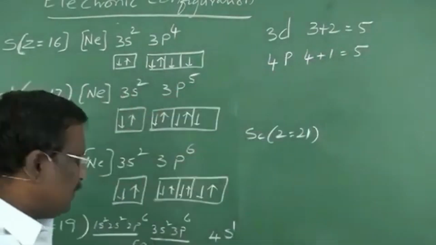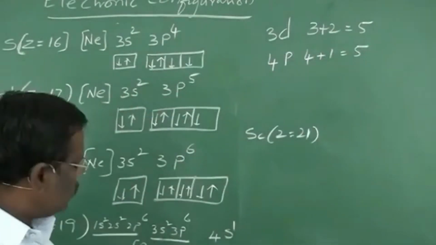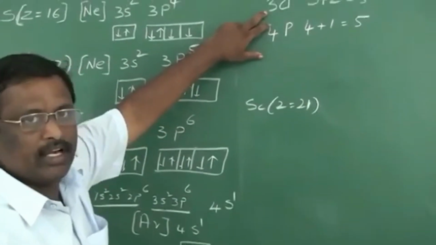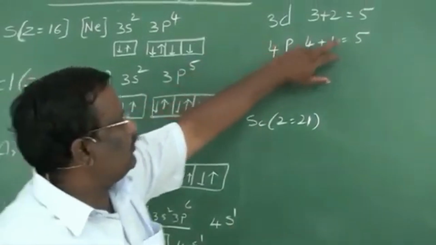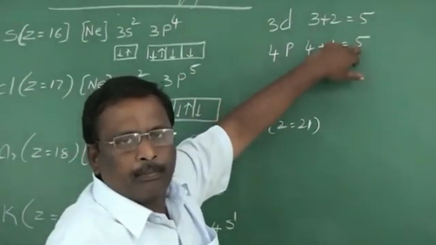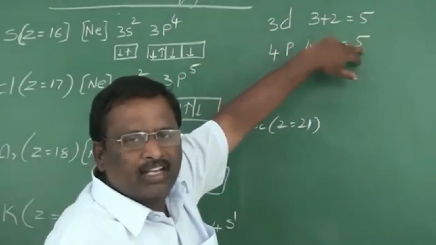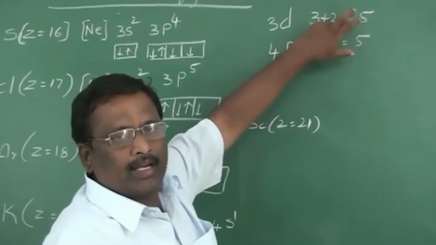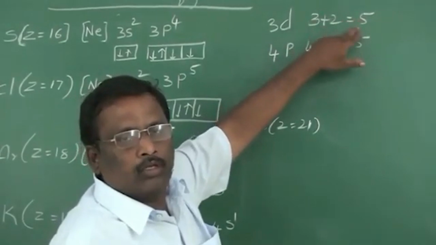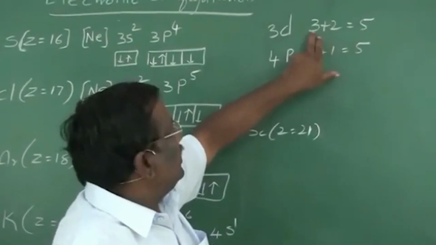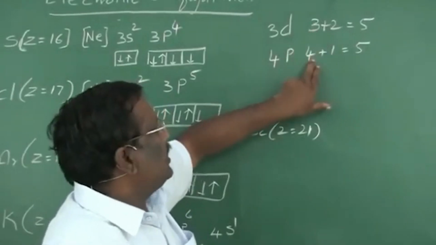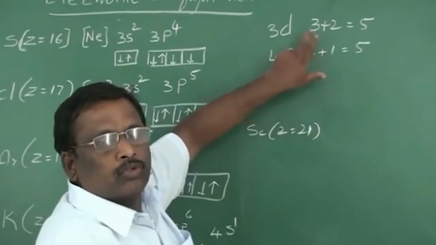So, the 4s orbital is filled. Next to 4s we have the 4p orbital. But previously there is an empty 3d orbital. The n plus l values of these two are the same. So, if two orbitals have the same value, the electron will enter the orbital with the lower n value, that is 3d, because the 3d n value is 3, whereas the 4p n value is 4. So 3d should be filled first.